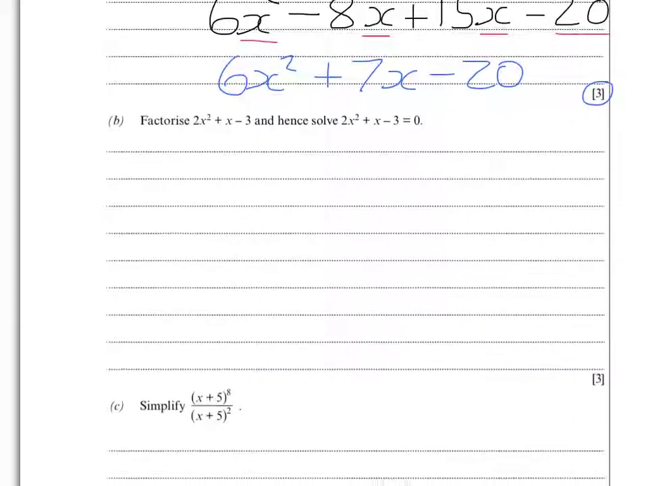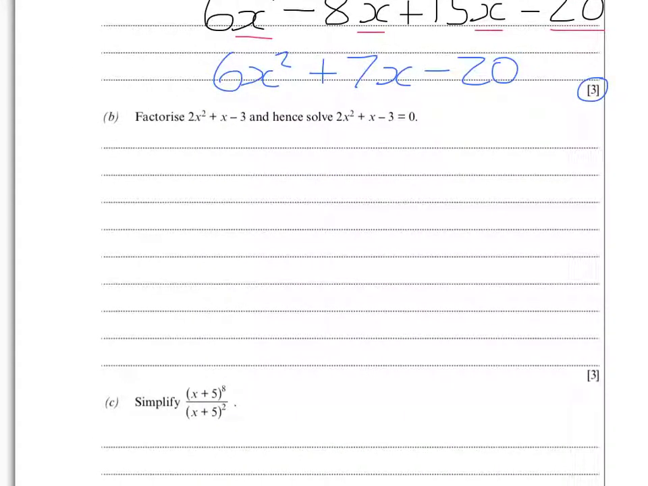For part B, you are looking to factorise 2x squared plus x minus 3. And what I would do is just highlight so that you remember that after you've done the factorising, you need to solve it as well. So if I've got 2x squared plus x minus 3, there's a few methods that you can use to answer this one. But what I tend to do is use a product and sum grid.